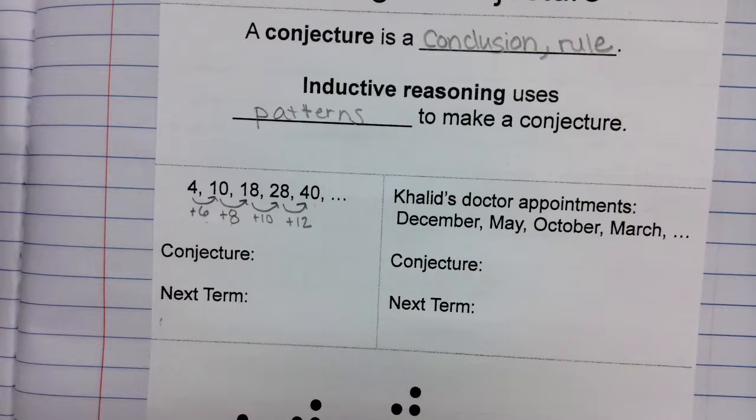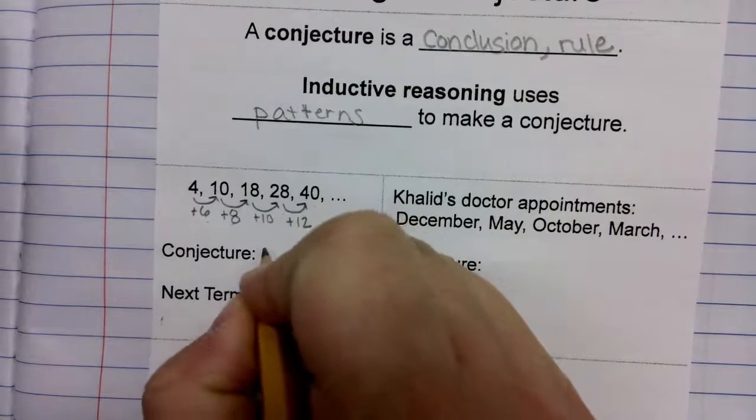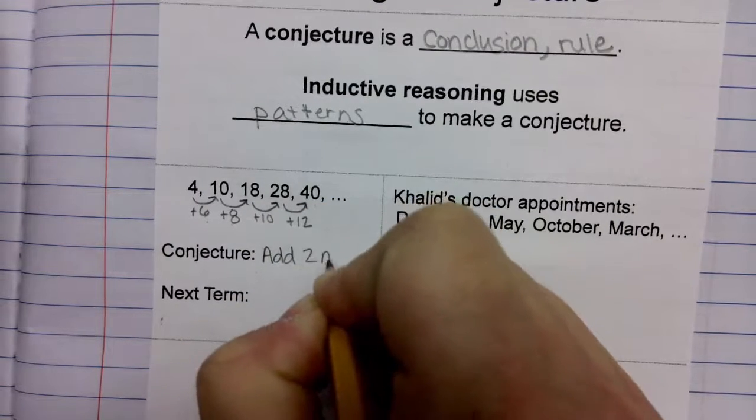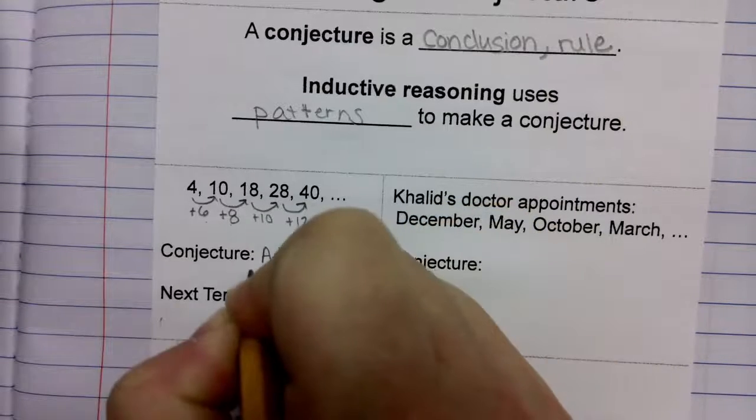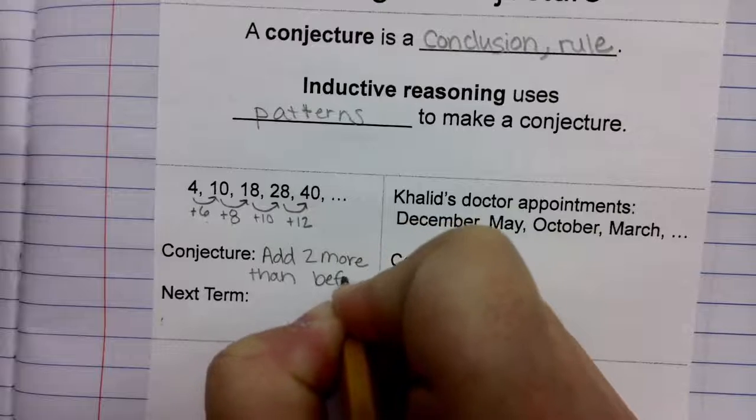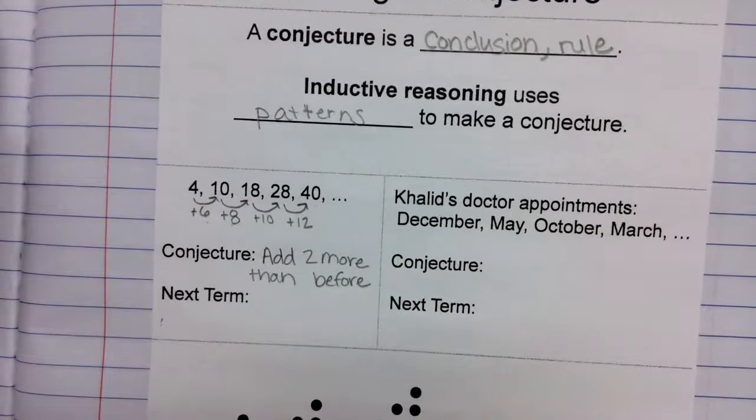Counting by 2s is tough some days. All right, so our conjecture is that we're adding on, but how many more do we add each time? Add 2 more than before. So if before we added 8, now we're going to add 10.